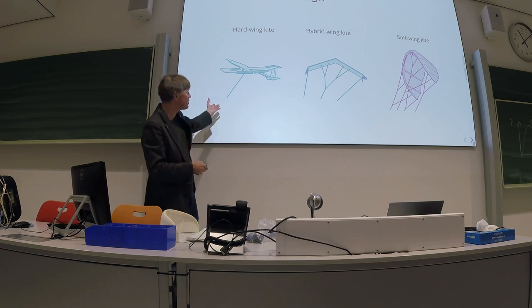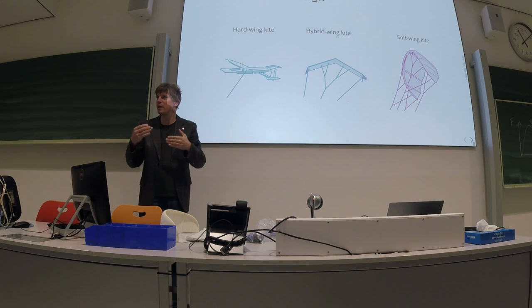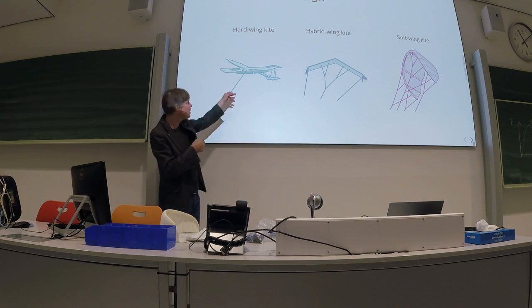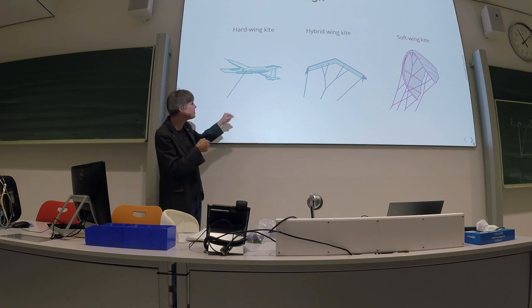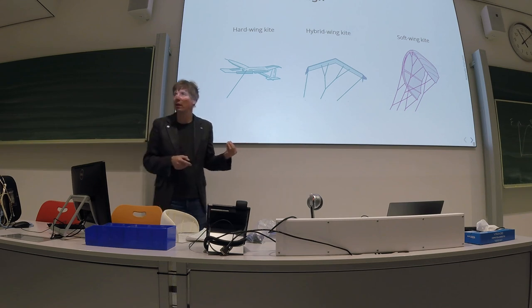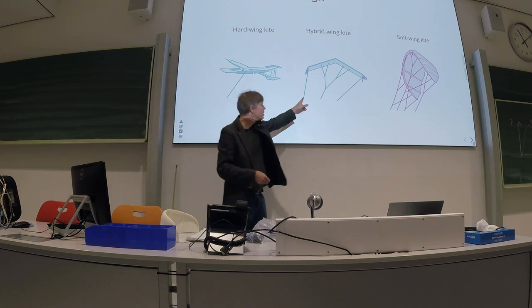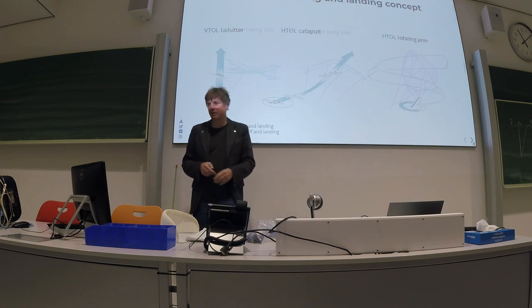Okay, and what you see here nicely is that the control concept is also correlated with the type of kite. Here we have aerodynamic control surfaces, while here we use the tether, the bridle line system to actuate the wing, and here the entire kite is actually actuated by the two steering lines.